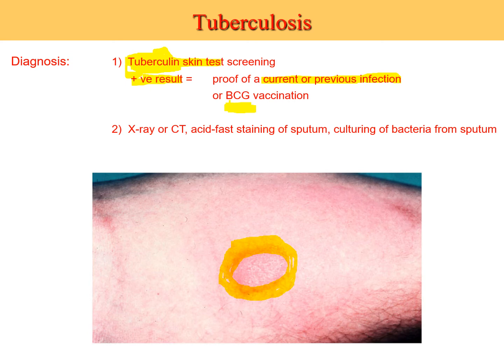Diagnosis also involves further checking with an X-ray or CT scan, and if they still suspect that you're infected, they may even do acid-fast staining of the sputum or try to culture it. It's a very difficult organism to culture from sputum or from any sample, but I suppose some people do try to culture it. Typically, acid-fast staining would show if there are any organisms or not, and the X-ray.